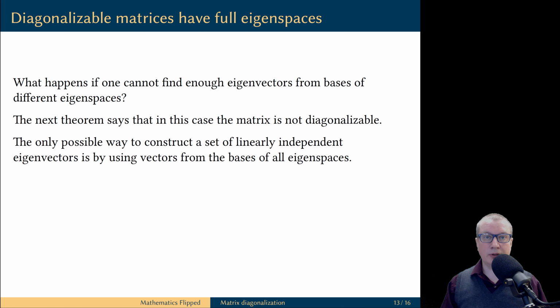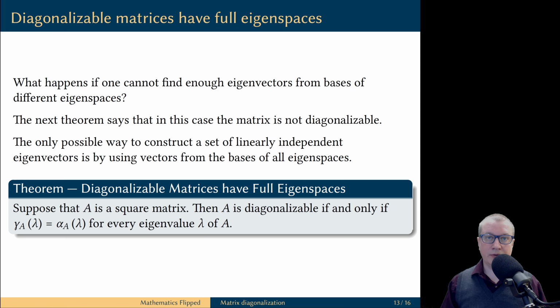In this example, we were able to find sufficiently many linearly independent eigenvectors by putting together vectors from the basis of the eigenspaces. But what happens if taking vectors from the basis of the eigenspaces is not enough? Well, in fact, in this case, the matrix is not diagonalizable. The criterion for a matrix to be diagonalizable is simple.